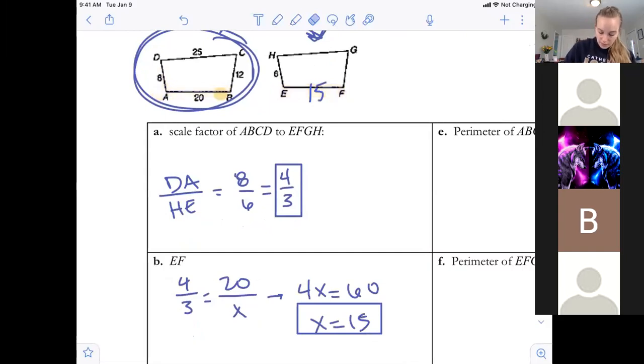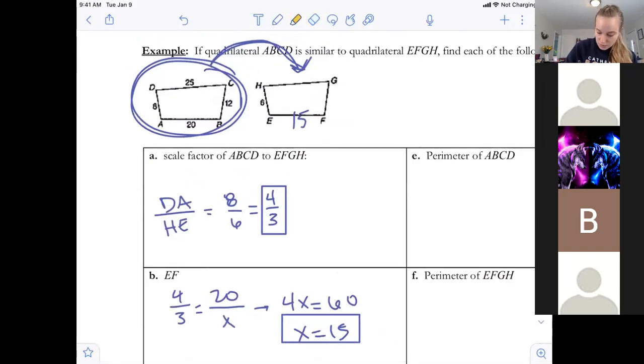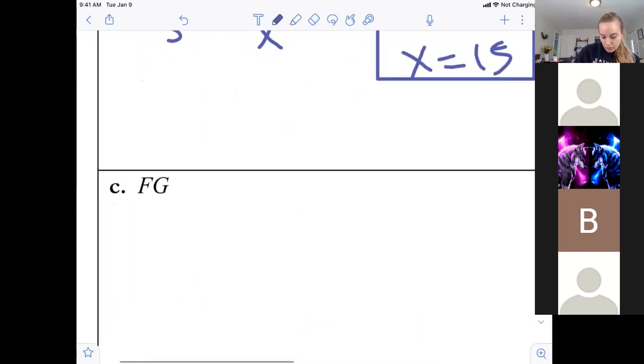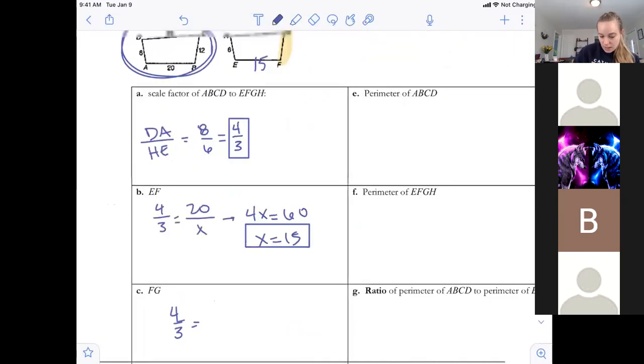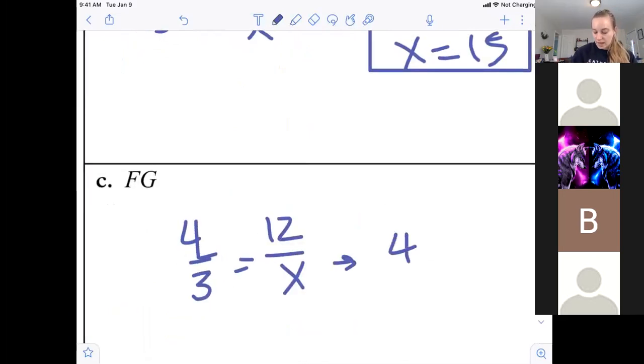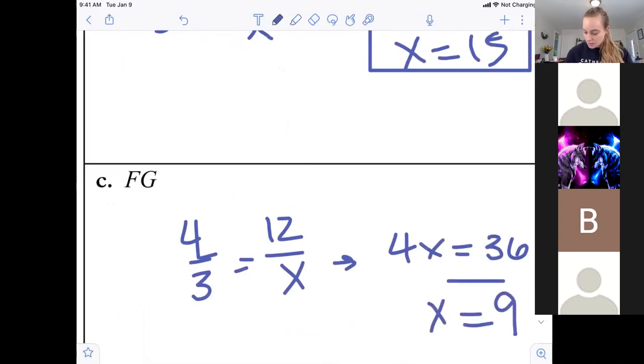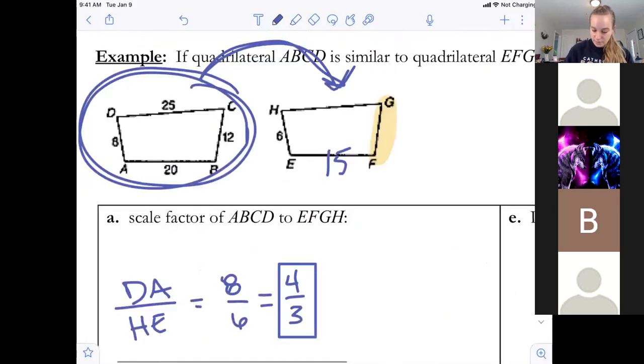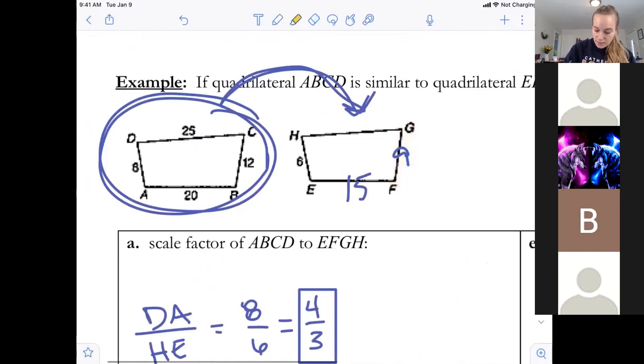Okay, now I have to do the other one. The next one says FG. So which side goes with FG? BC. Thank you, Isaac. So I'm going to do 4 over 3 equals BC, which was 12, over X. Cross multiply, 4X equals 36. And then, oh, that's perfect division. I get 9. Good. I'm going to go fill that in up top. And then the last one of these we have to do is GH. 4 over 3 equals what over X, or what over GH?